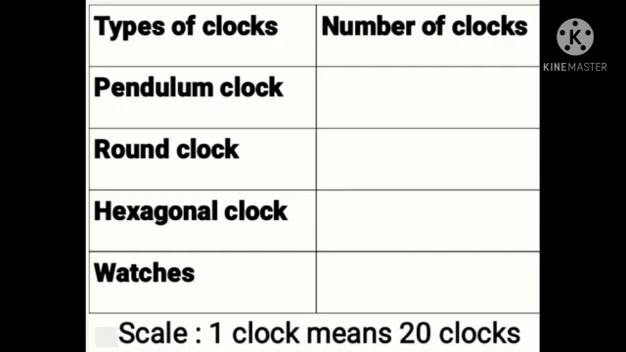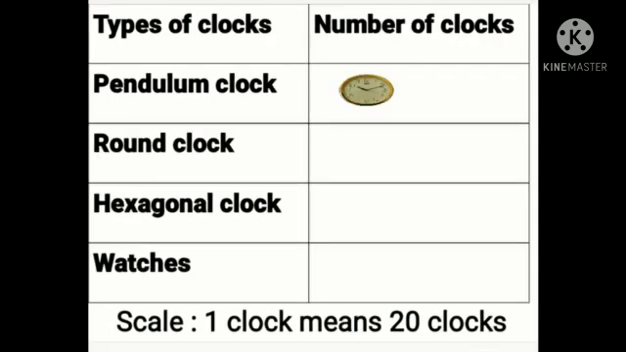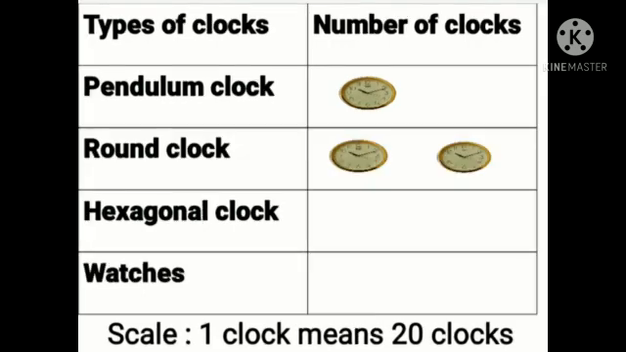Scale we have taken 1 clock means 20 clocks. So pendulum clocks are 20. So 20 divided by 20 gives you 1. So one picture of clock we will show in place of pendulum clock. The next one is round clock, that are 40. So 40 divided by 20 gives you 2. So 2 pictures of clock we will show in place of round clock.